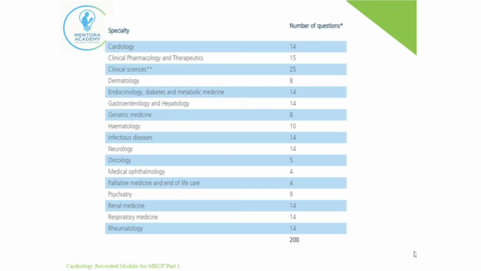So, MRCP Part 1 exam, as you know, is a best of 5 format exam where you need to answer 100 questions in the morning session and 100 questions in the second session. Totally, you will have 200 questions. And as per the Royal College, the specialty-wise division of these questions are as shown in the slides. So today, as we're going to discuss cardiology, you will face 14 questions out of the 200 questions which you will face in the exam.